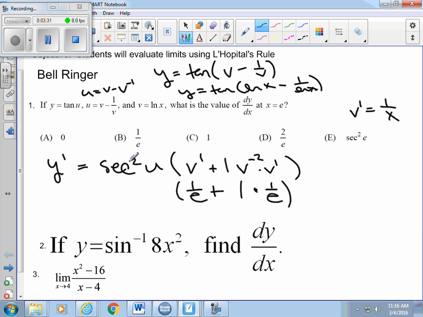Okay, now I need the secant squared of u. Well, I know that u is v minus 1 over v, and v is natural log of x. At e, natural log of x is 1. So I get 1 minus 1, which is 0. Does everyone agree with that? Secant squared of 0.